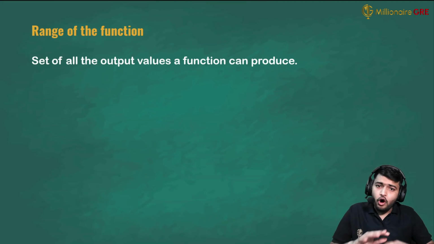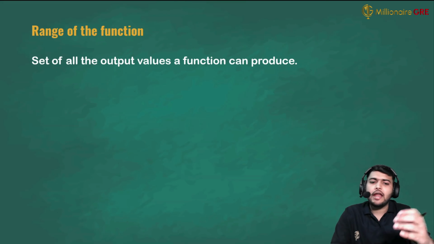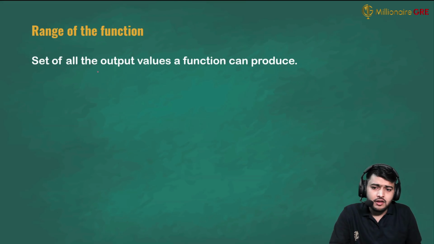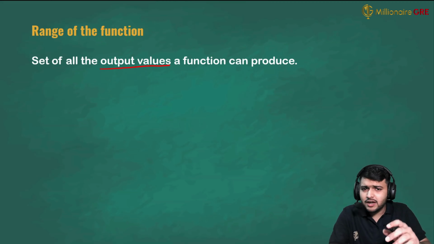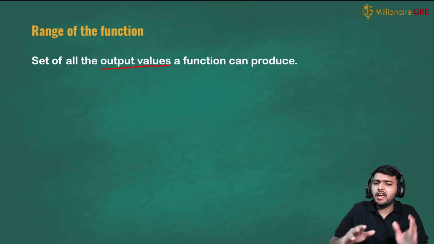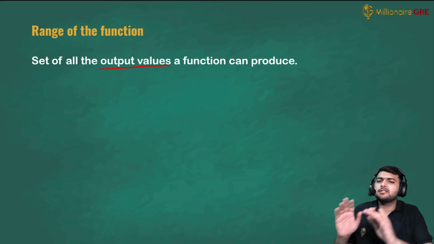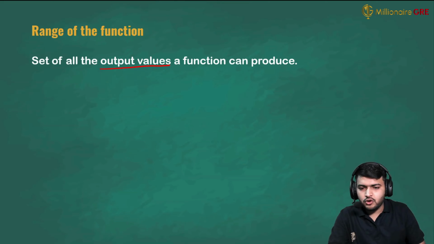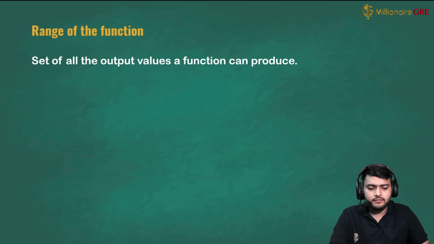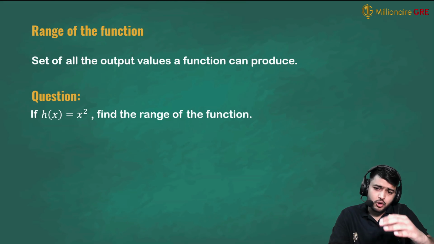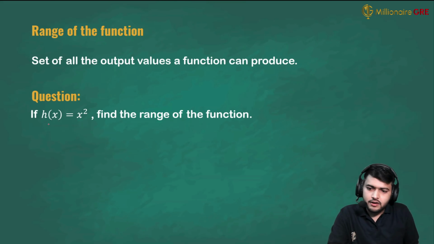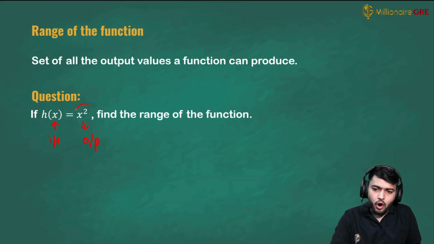Range is the set of all output values a function can produce. Again, when we talk about output values, we are only concerned with real output values. GRE does not concern itself with imaginary numbers. So all the output values that we can get. Let's again understand it through a question. Here h(x) is a function which takes x as the input and gives out x square as the output. What can be all the possible values of the output?